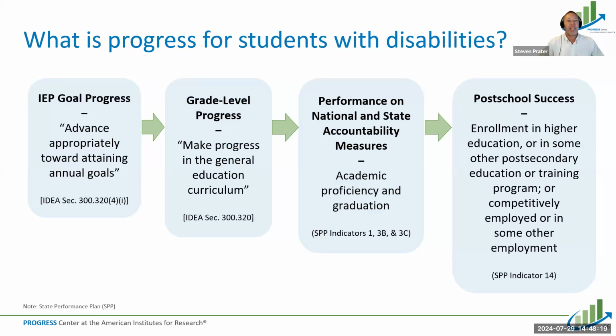Are they on track to keep making progress year after year to eventually be ready for post-school success, either higher education, some other kind of post-secondary education or training, or being competitively employed or some other employment after school? So all three of those things, the IEP progress, grade level progress, and performance on national and state accountability measures, are all taking the temperature of that student in their school life to be ready for that post-school success.